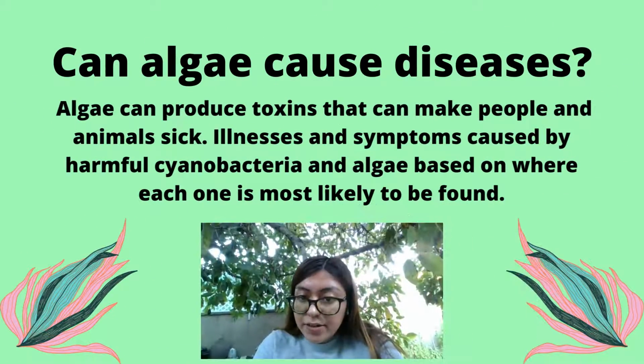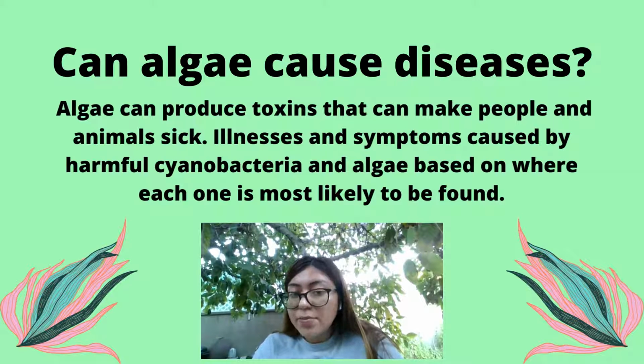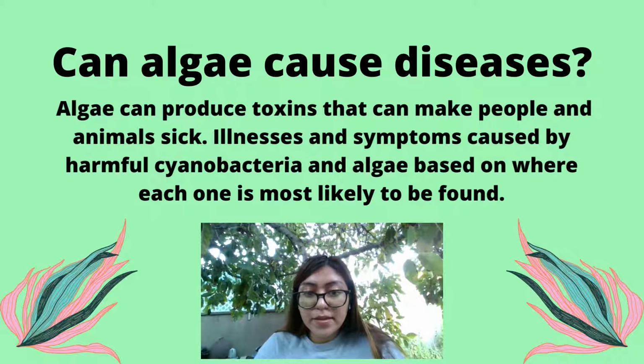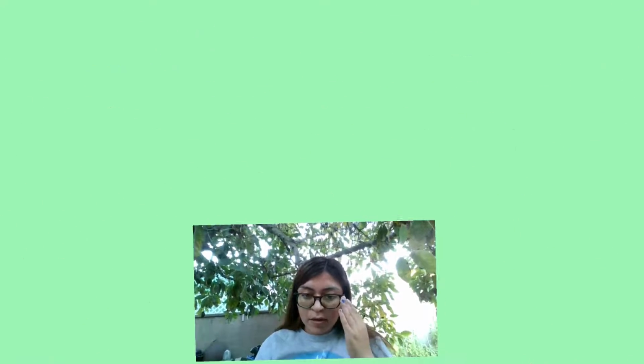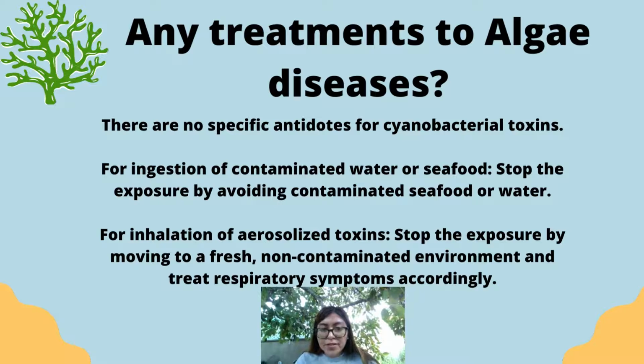Now, one of the questions is, can algae cause diseases? Algae can produce toxins that can make people and animals sick. Illnesses and symptoms are caused by harmful cyanobacteria and algae, depending on where each one is most likely to be found. Are there any treatments for algae diseases? There are no specific antidotes for cyanobacterial toxins from ingestion of contaminated water or seafood. So the treatment is just to stop the exposure by avoiding contaminated seafood or water.